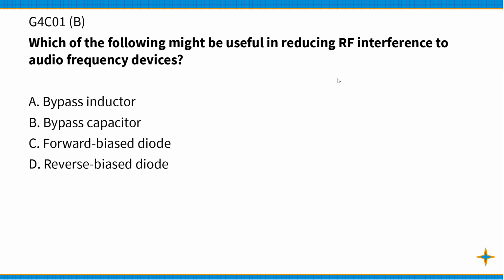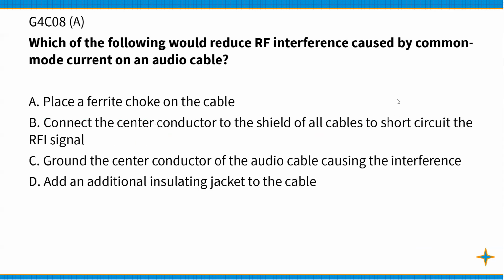So, which of the following might be useful in reducing RF interference to audio frequency devices? Bypass capacitor. Which of the following would reduce RF interference caused by common mode current on an audio cable? Ferrite chokes.